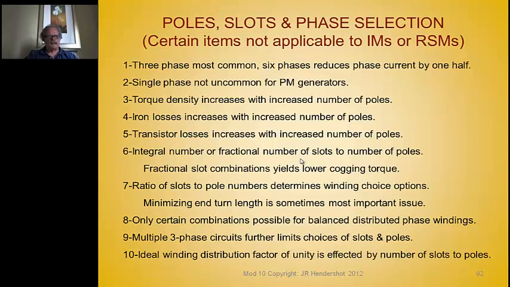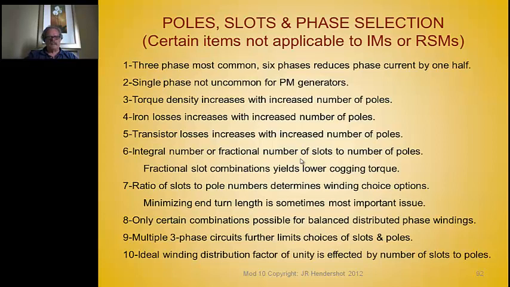This is repeated from the last slide, but there are more details on this one. Now, for permanent magnet generators, it's not uncommon to have a single phase or a two-phase. It's not necessary to have three phases if you're going to rectify the output anyway and use capacitors to smooth out the variation in the voltage to make it a smooth DC.